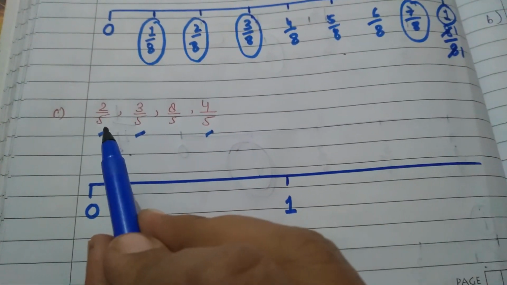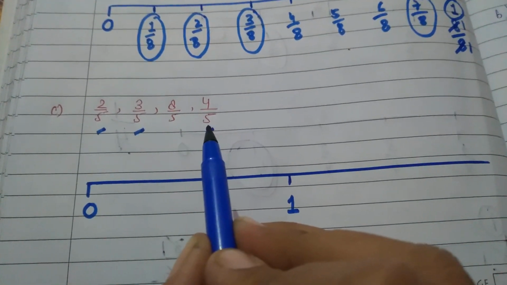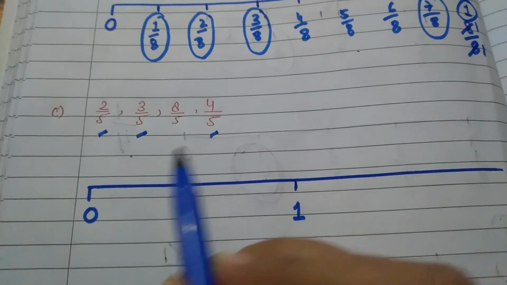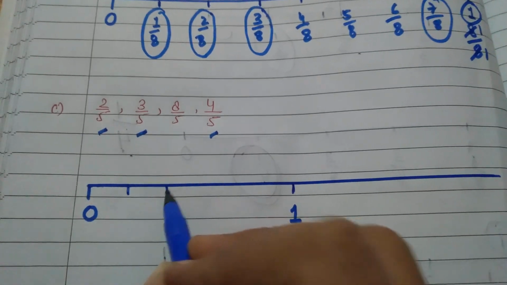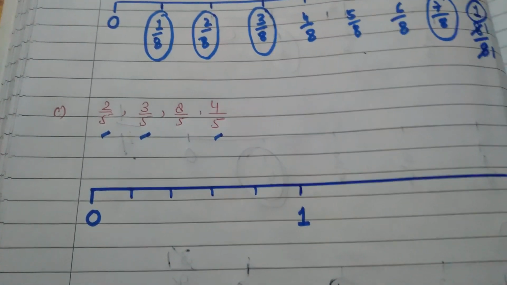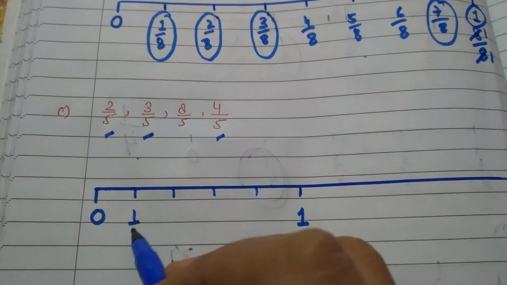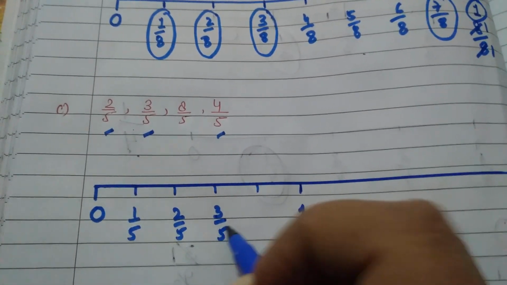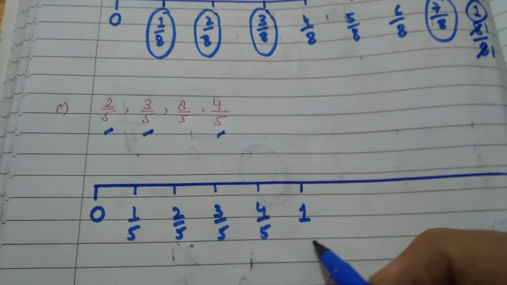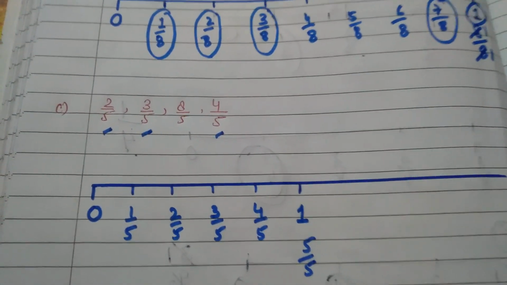Fine. So how many numbers do I have to make? 5 numbers, right? I'll make five segments for this: 1, 2, 3, 4 and 5. Okay, this is 1 by 5, this is 2 by 5, this is 3 by 5, this is 4 by 5 and this one is 5 by 5, right?